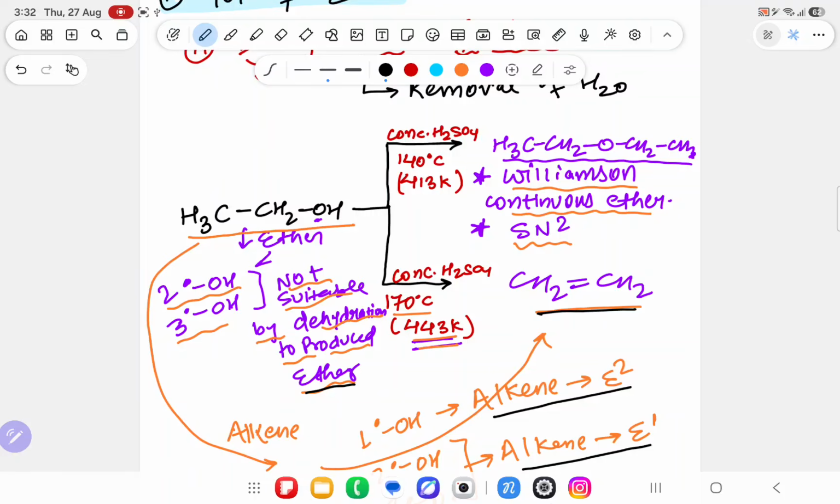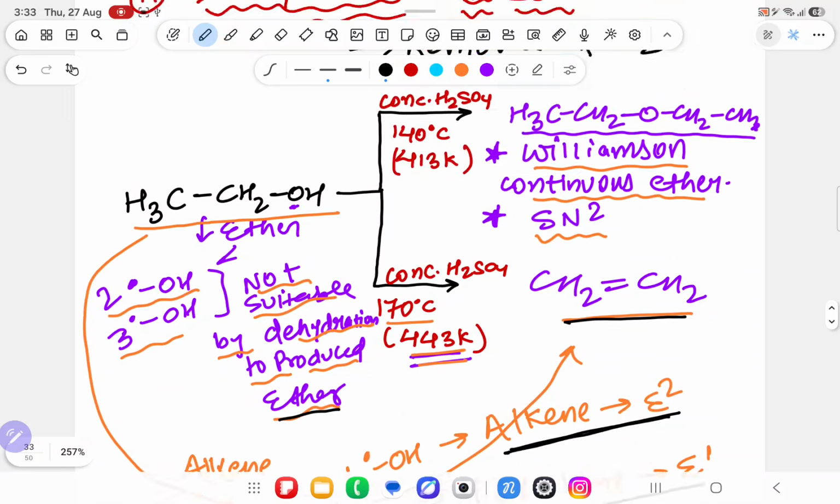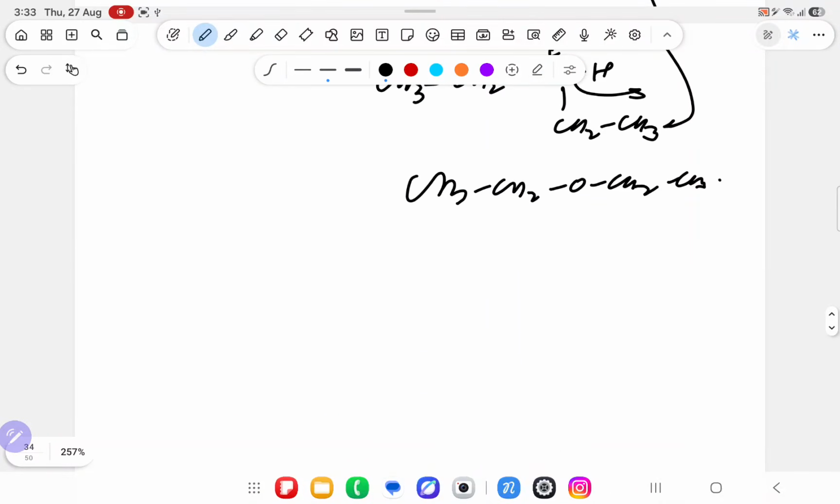If a 2 degree or 3 degree carbocation is there, carbocation rearrangement will happen. If it is 1 degree, there is no carbocation and no rearrangement. So this part you already know, and the first topic, the preparation of ether by dehydration of alcohol, is completed. I hope you understood it. You know lots of things, so I don't want to waste your time.